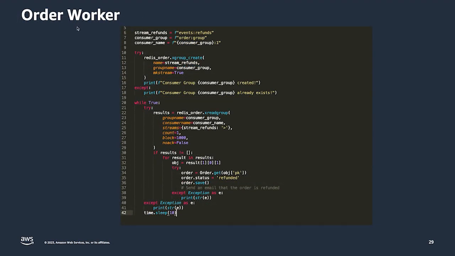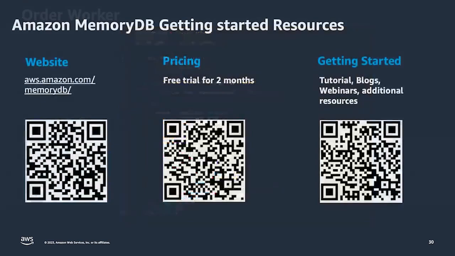Similarly, in the order worker, we have the same set of commands. We're going to listen to multiple streams. One such stream is refunds. So if the inventory microservice says that we don't have enough inventory, it's going to pass on a message to the refunds queue, and the order worker is going to pick up that message and issue a refund. This is how it all works internally, behind the scenes.